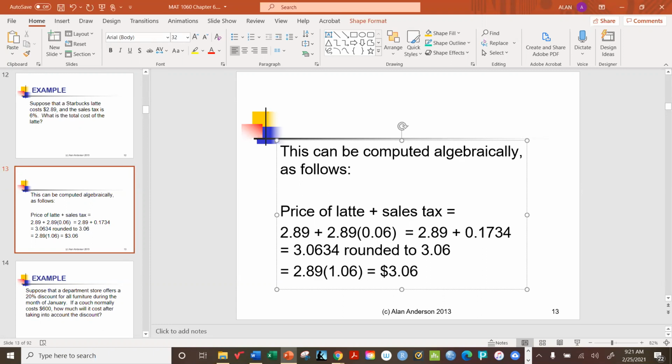So you can do it one of two ways. You can either figure out separately the sales tax and add it on, or you can just consolidate them into one expression. 2.89 times 1.06 will also give you the right number. Because again, it's like you're factoring out 289, with the understanding that there's an implied 1 right there.